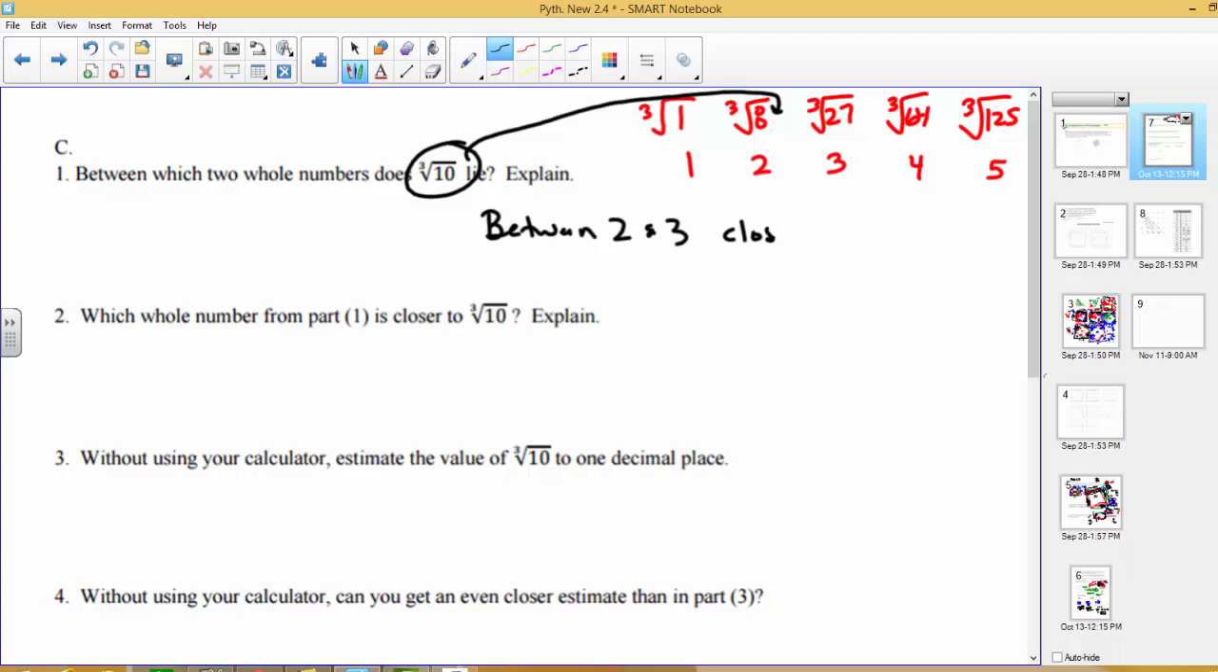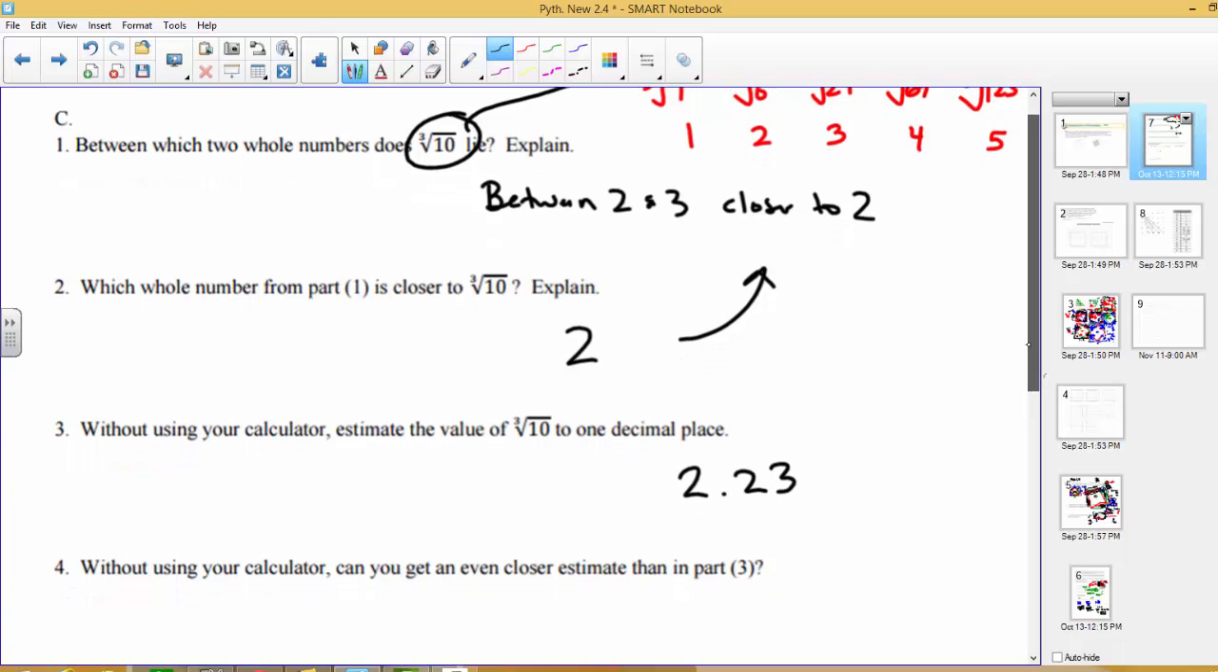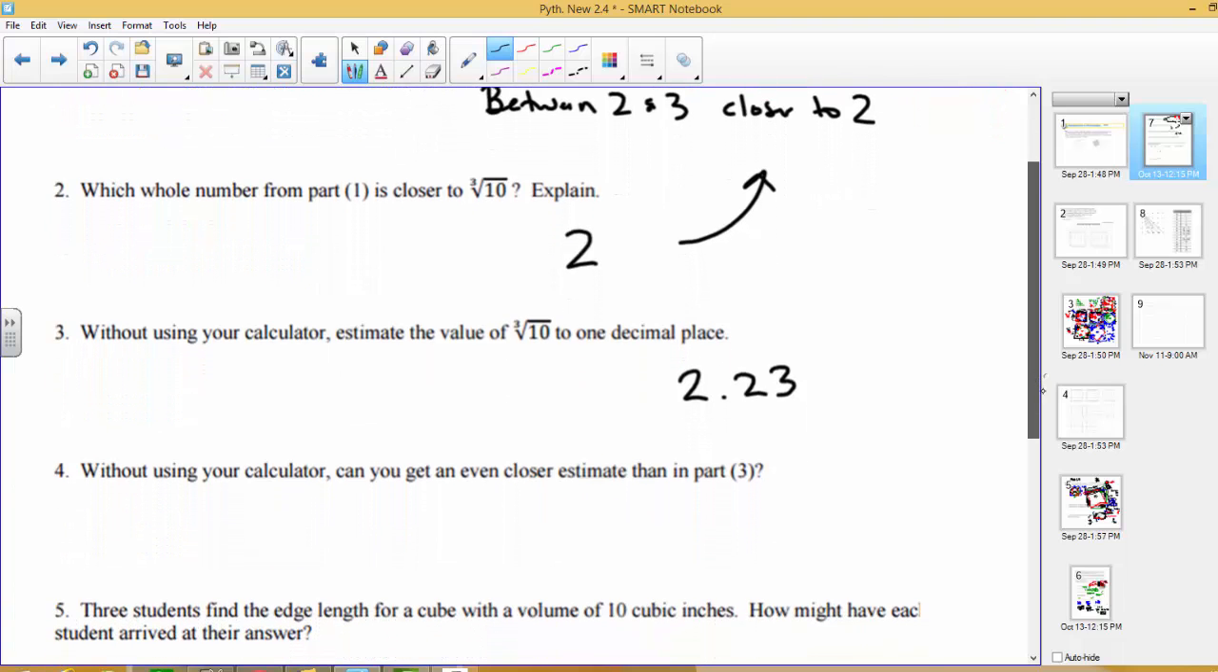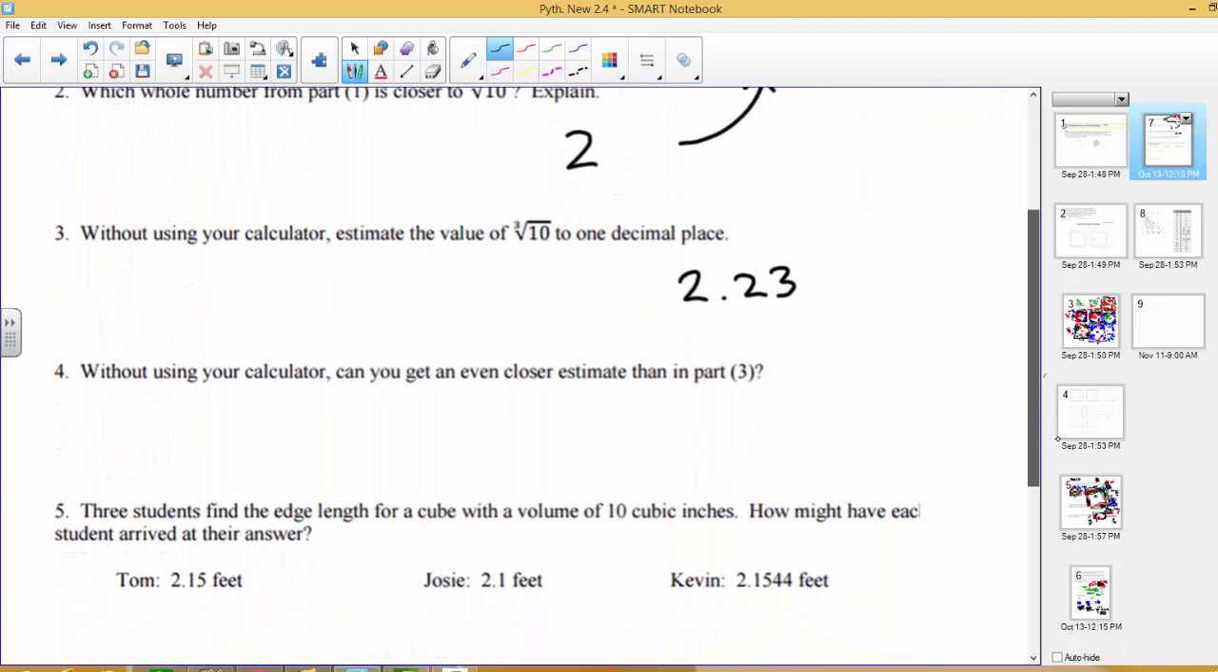Closer to 2. So let's guess, this is probably going to have us do this. Which whole number is closer? So 2, I'm just going to keep pointing to what I did. Without using a calculator, let's guess what it is. I'm going to guess it's 2.23. Total wild guess, closer to 2. Might even be 2.1 because it's quite a bit closer to 2.